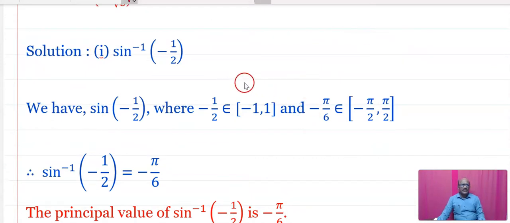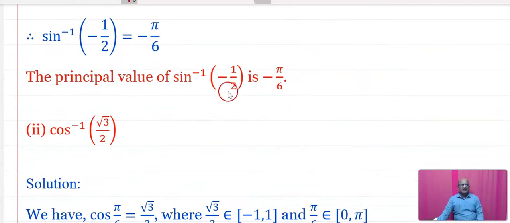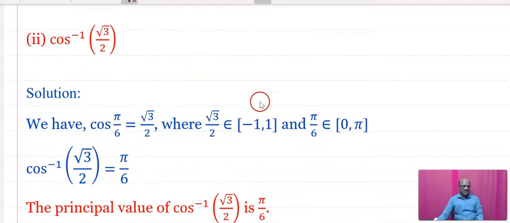And again, we know, if we have the x-axis and y-axis, minus pi by 2 is here in this quadrant, and here its value is minus pi by 6. In the fourth quadrant, sine is negative, and hence its principal value is minus pi by 6.